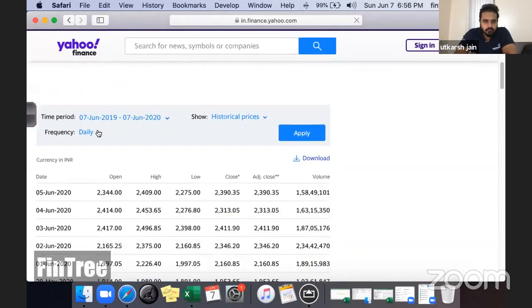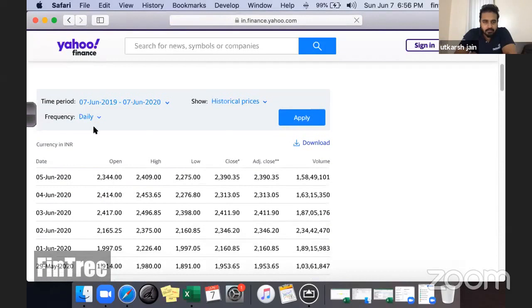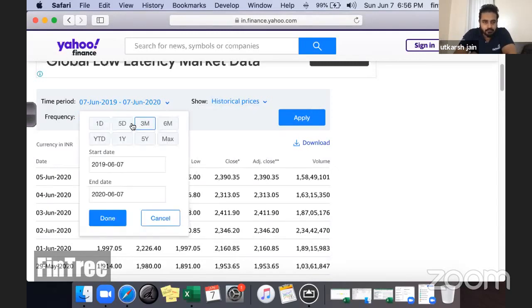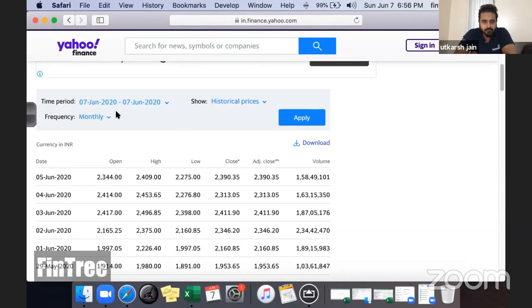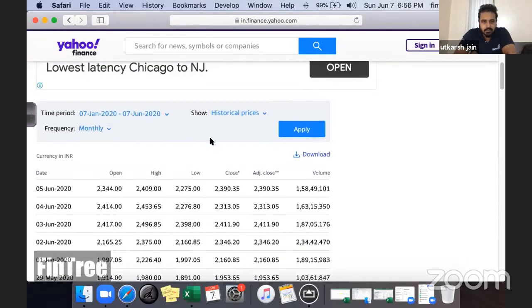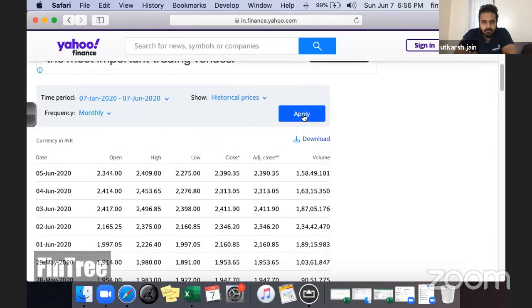And with what frequency? I know annual would have been nice. In fact, that would have been easier. Okay, let's take monthly frequency for, let us say, the last 6 months. Okay, so monthly frequency for the last 6 months, and let us calculate now.